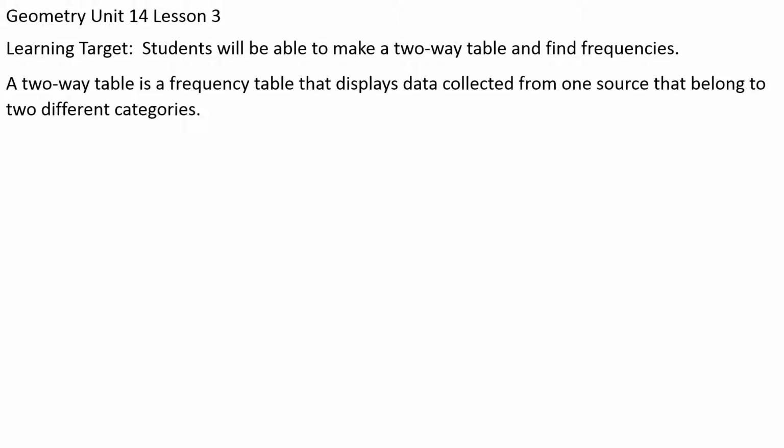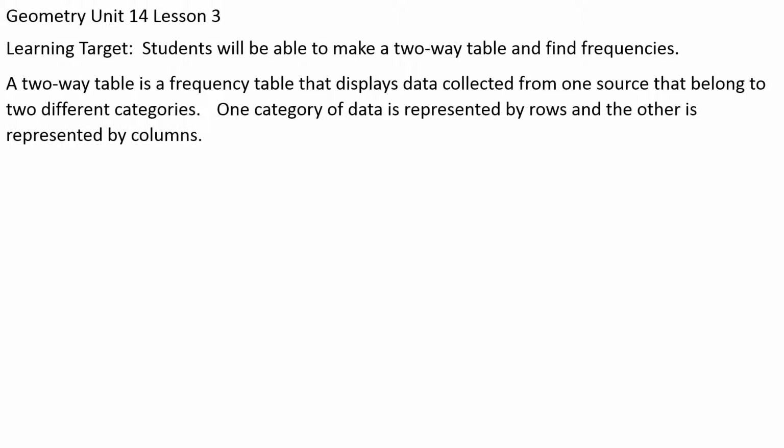Two-way table. It collects data, and that data goes into more than one category. If it's a two-way table, it goes into two different categories. So the categories are separated into rows, which are horizontal, left, right, and columns. Those are vertical, up and down.